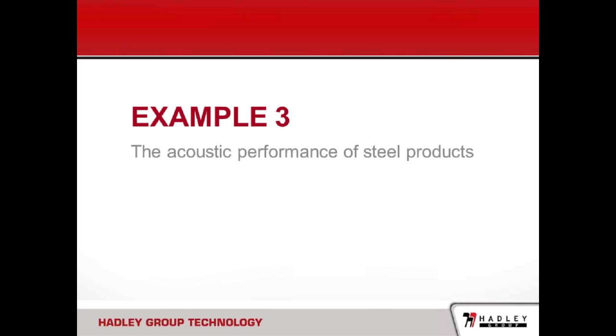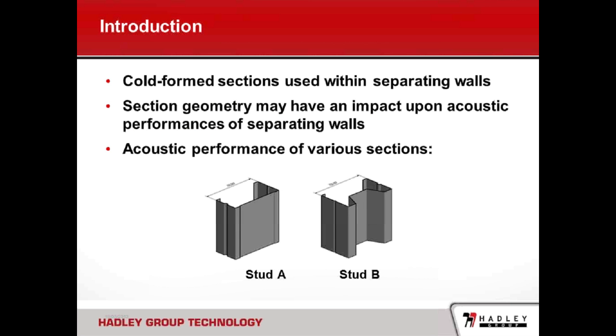So by this, I'm moving to the last example. This is the acoustic performance of cold rolled steel products. As you already have some information, cold form sections are used widely in applications, most commonly in building construction, and many of the cold form sections are used in separating walls in buildings, in offices, and in terms of acoustic performance, the section geometry might have an impact upon the acoustic performance of the separating walls in the system.